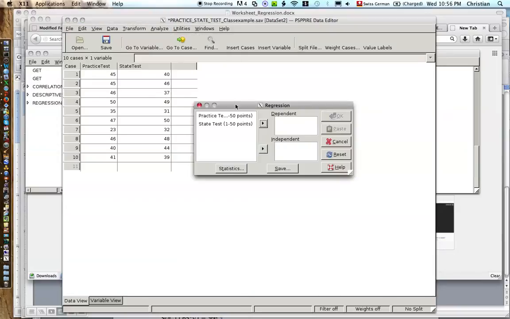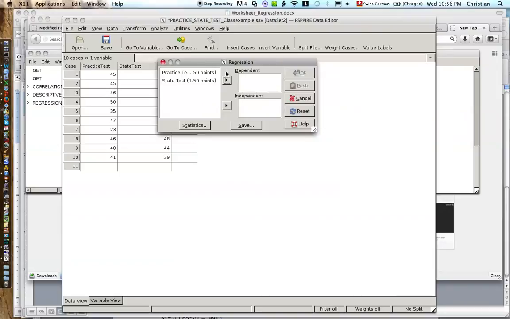Here we picked a linear regression, and then first of all the dependent variable is our outcome, the thing that we're trying to predict. This is the y, the left side of our equation. So this is our state test. And then the independent variables are predictors. At this point in time we just have one predictor, it's the practice test. It's independent. So the state test depends on what our practice test was.